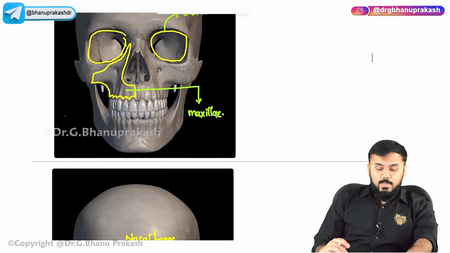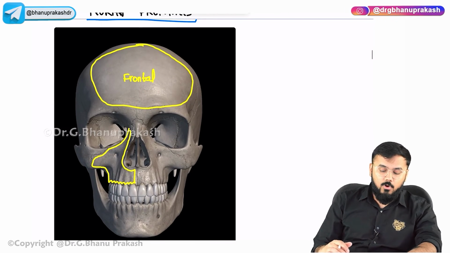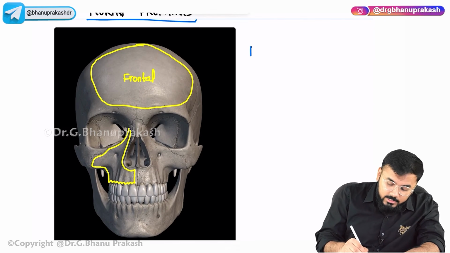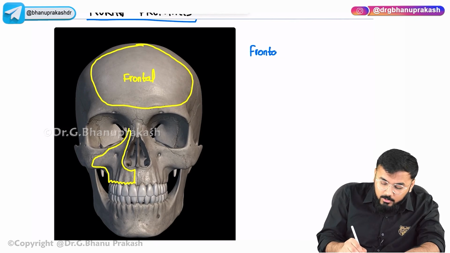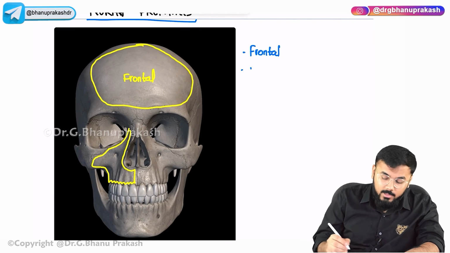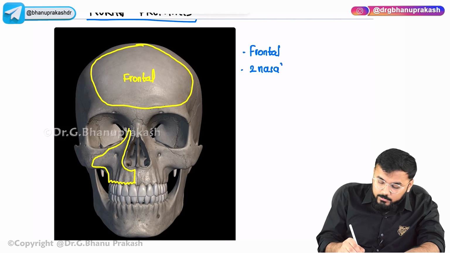So if I ask you what are the structures that form norma frontalis, you have the frontal bone over here. Next you have the two nasal bones.